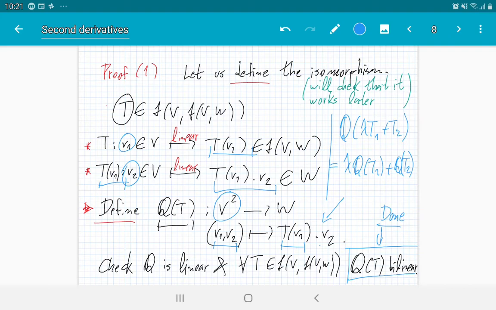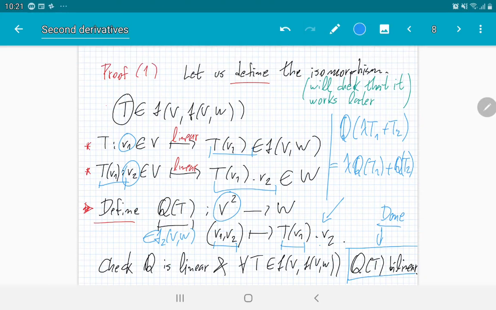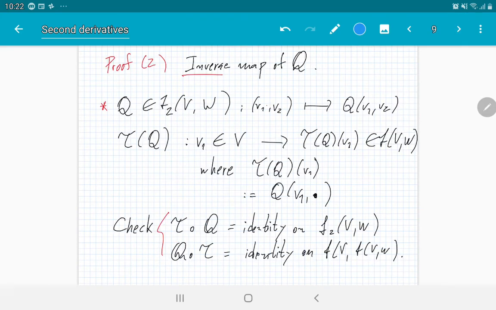Then we also need to check that this bilinear map actually belongs to the space of bounded bilinear mappings. We haven't done that yet, but we'll do it. However, instead of doing that first, believe in me for a second that this is a bounded bilinear mapping. So I have this map Q from L of V to LVW to bounded bilinear maps from V to W. What would be the inverse map? And I'm going to define that now.